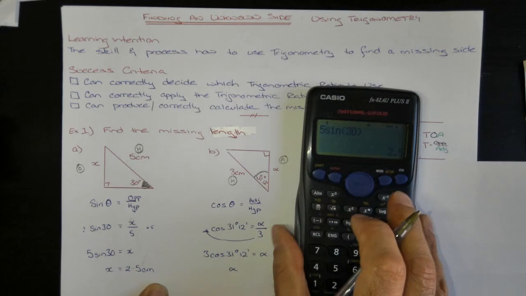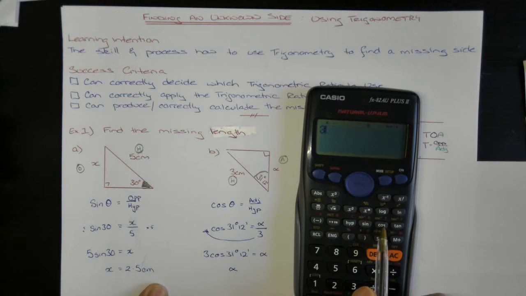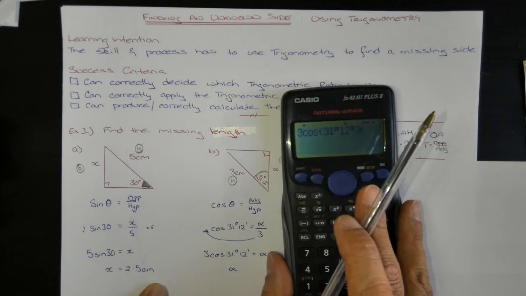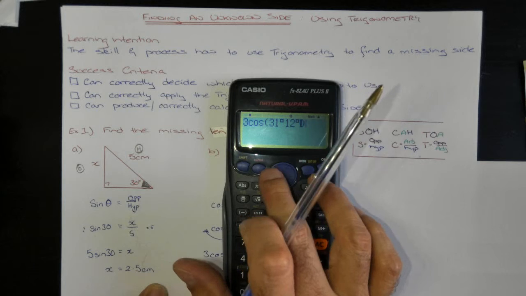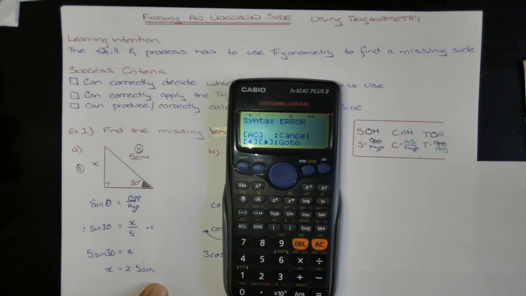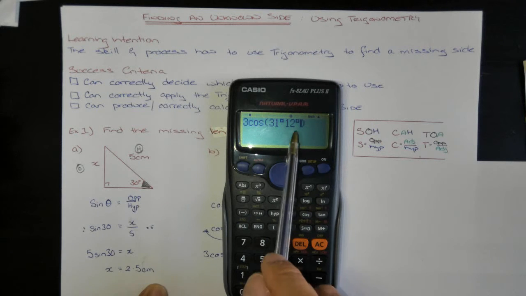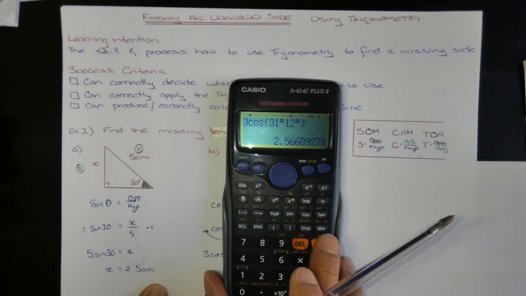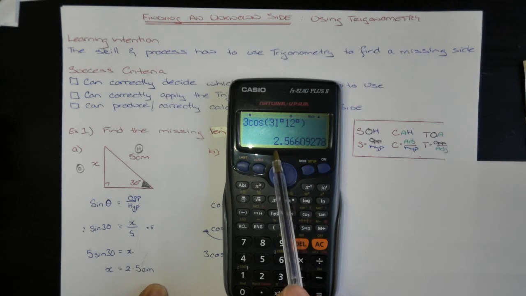Use my calculator to figure out what this is. I get 3, cos is next to the sine, so 31 degrees and 12 minutes, and close my brackets. I must have my degree sign and I must have my minute sign. If I exclude that, I'll get a math error or syntax error. Okay, so I'm going to round this to 1 decimal place. So it's going to be 2.6.